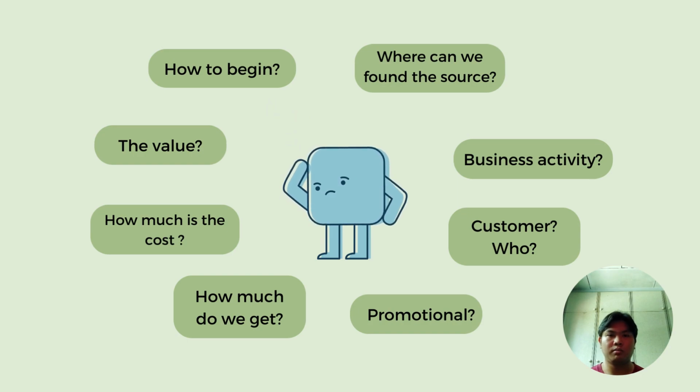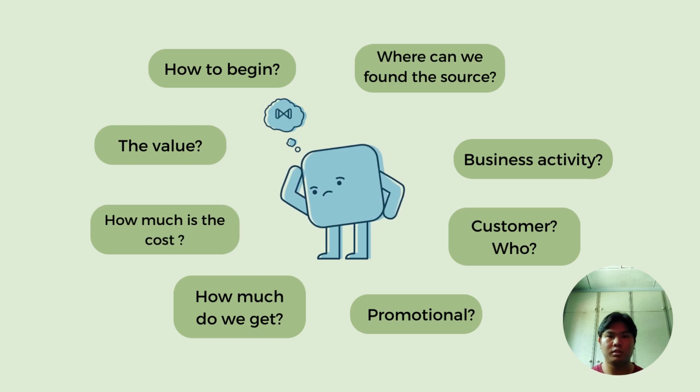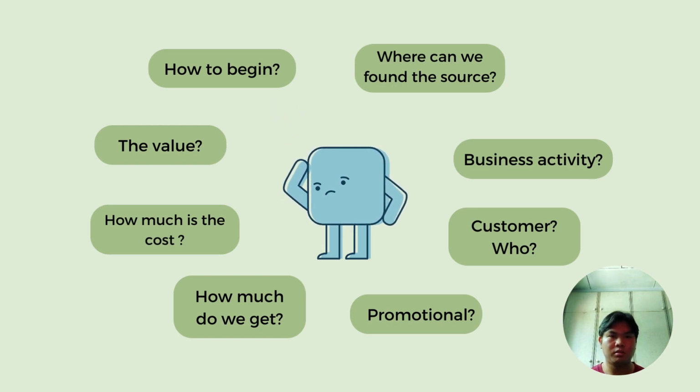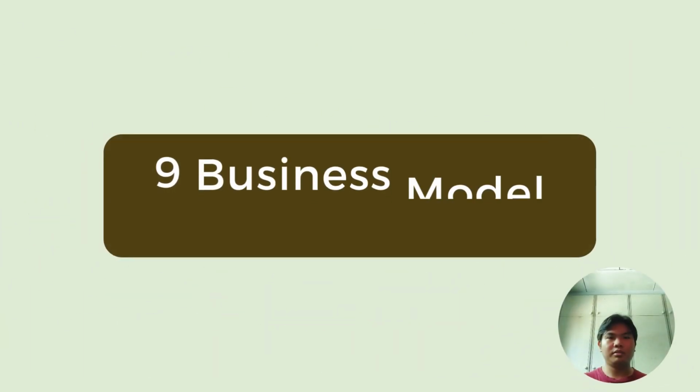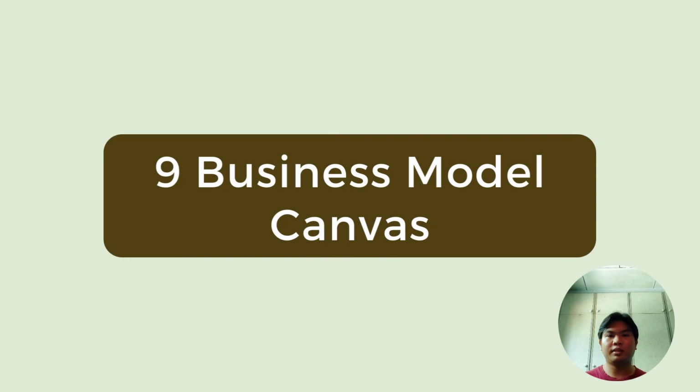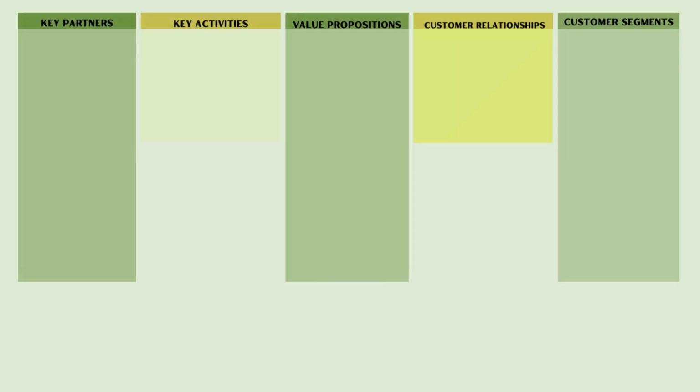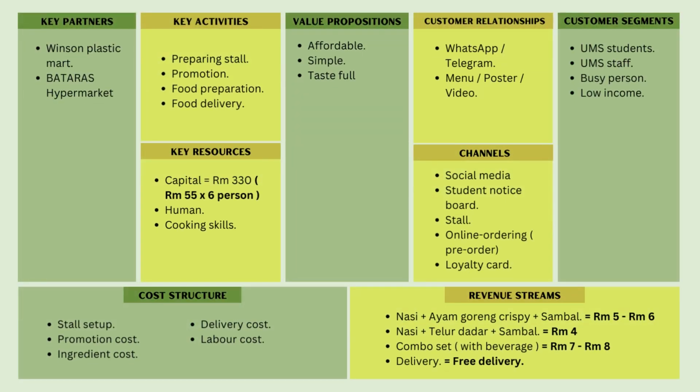How much do we get based on our business, known as revenue? I also must think how much the cost that we must pay to process from raw materials into product, promotional and many more. And lastly, what is the value of our business to customer outside there? All these questions will combine in one page. Now, I will introduce our 9 business model canvas that I have designed based on what we have discussed from many questions into one page. Here we have 9 points that have been discussed.